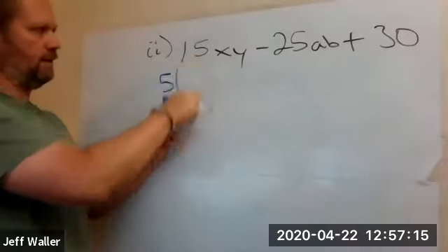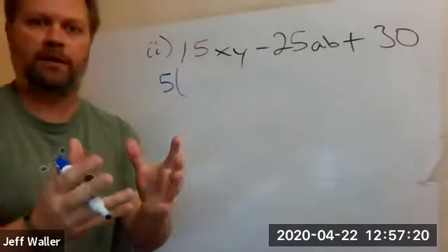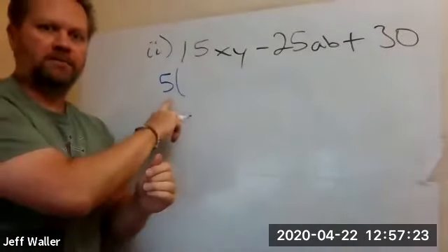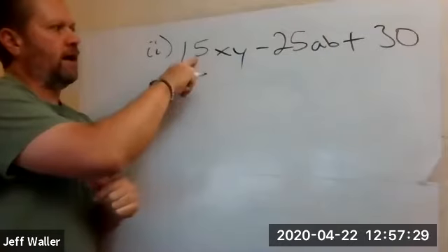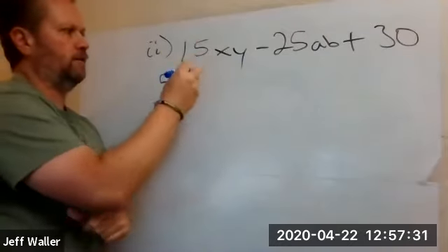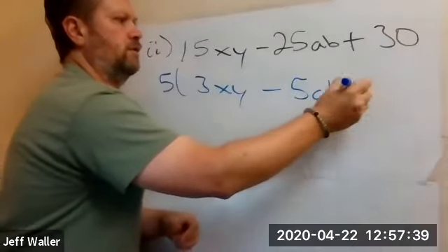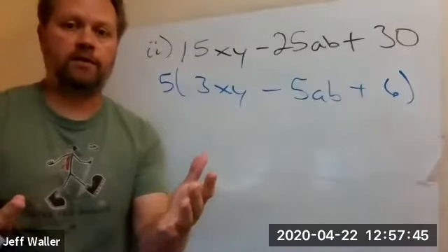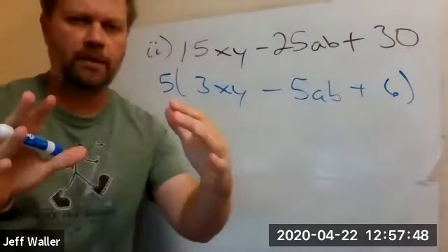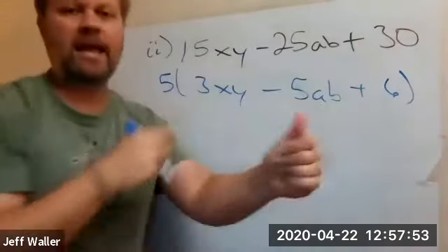See how it's set back? So now I can put what's left here, what's left here, what's left there, so I don't lose anybody. See how it's offset a little bit? It's not a big deal, it's just a little thing, but it throws people off. So if I take a 5 out of here, what's 15 divided by 5? 3. And the X and the Y are still there. 25 divided by 5, and the A and the B are still there. 30 divided by 5. And of course, how do you check yourself? The same way you check when you break up numbers. You multiply it: 5 times 3xy, 5 times 5ab, 5 times 6. Bam.